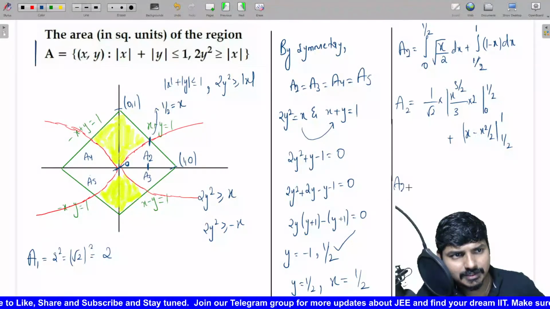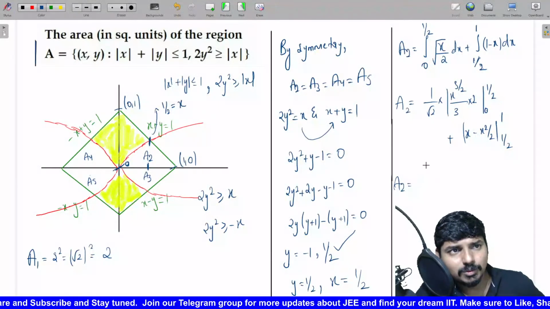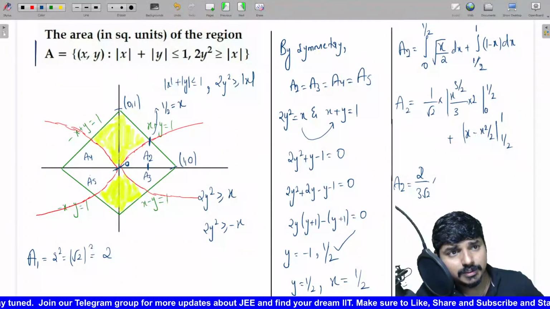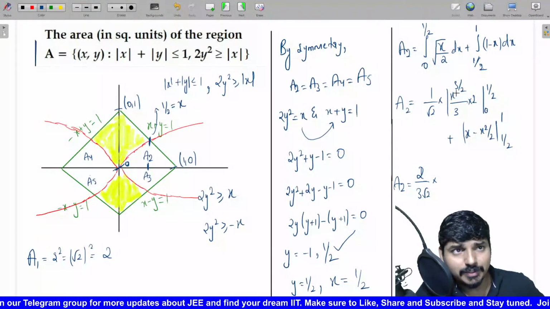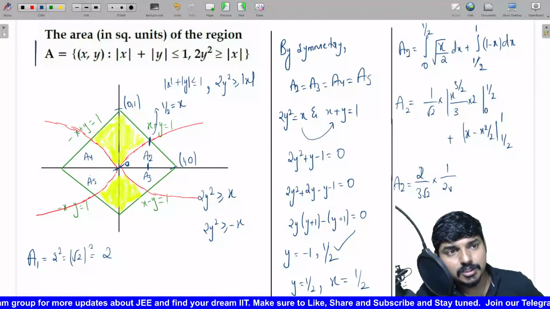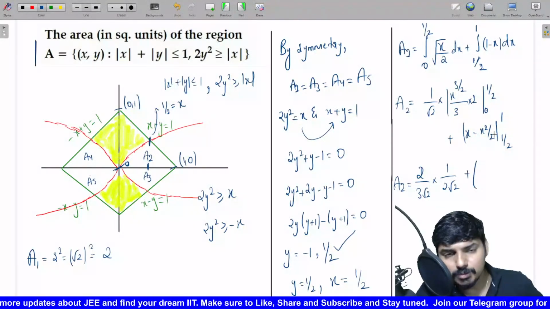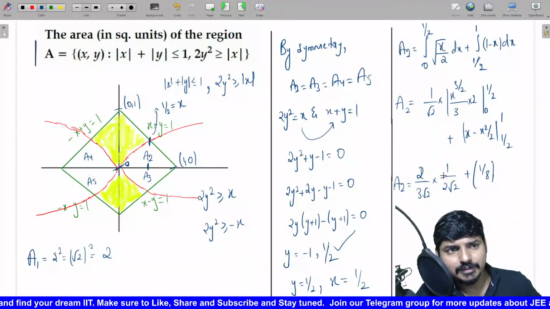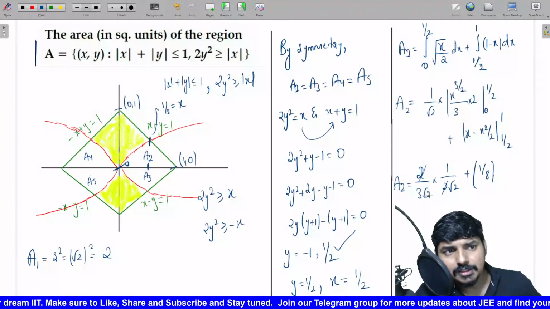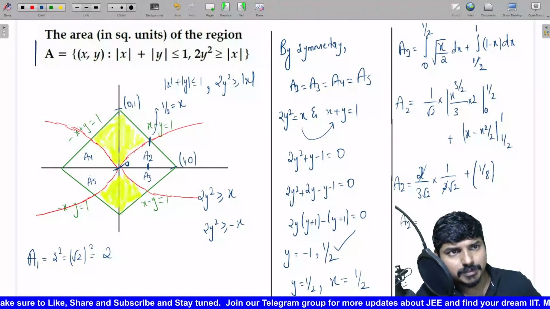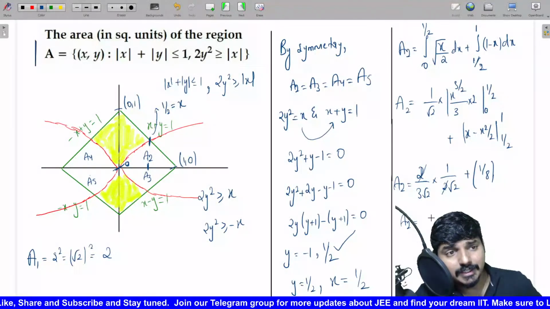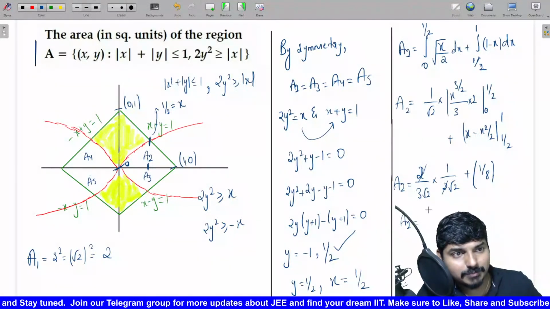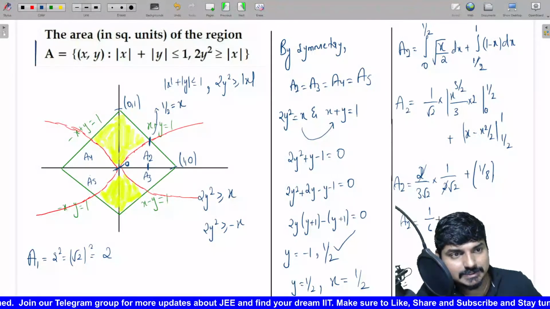So let me do the simplification, guys. What will A2 be here? I get 2 by 3 into root 2 into square root of 1 by 2 whole raised to 3 by 2, which is simply 1 by 2 root 2, plus this is going to be 1 minus 1 by 2. I think we got this as 1 by 8, right, everyone? So here 2 and 2 cancel. Root 2 into root 2 is going to be 2. So I'll get 1 by 6 plus 1 by 8.